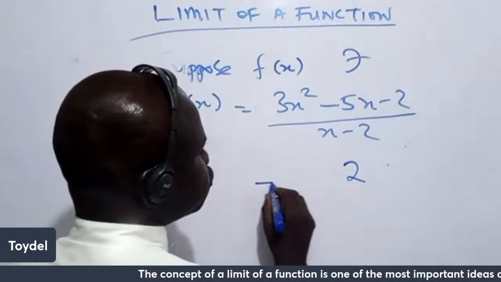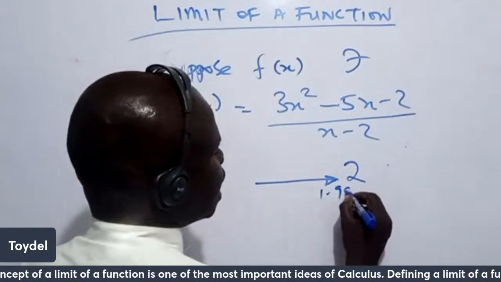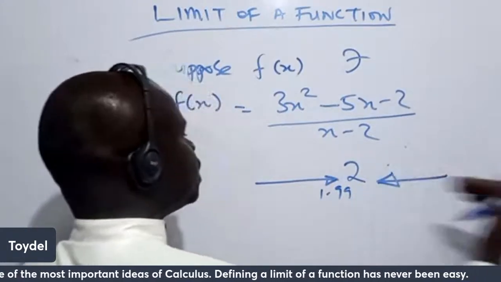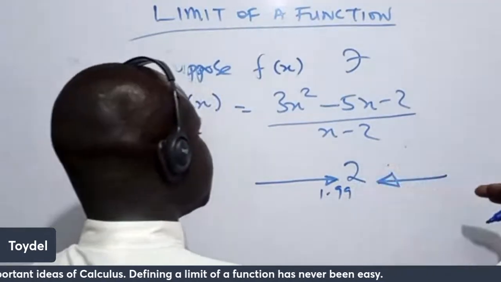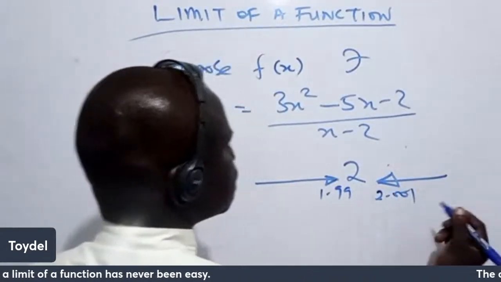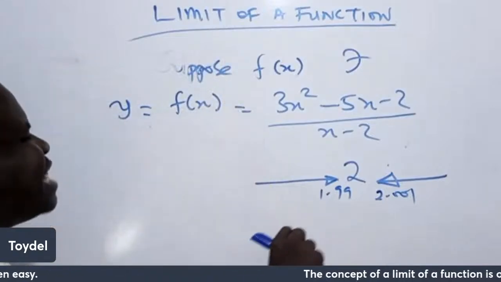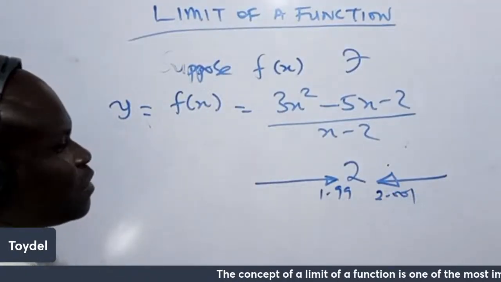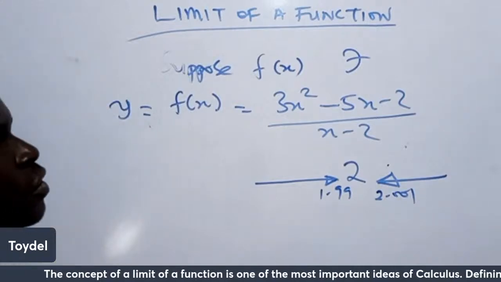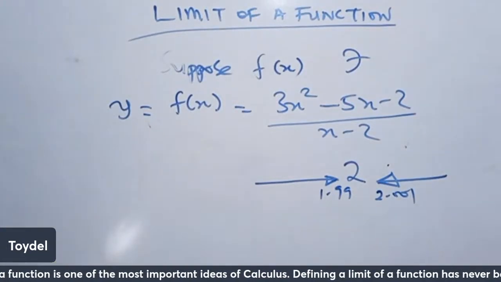If x approaches 2 from the left, we are going to have something like 1.99. If x approaches 2 from the right, we have something like 2.001, 2.000 something. So limit simply means when it tends to 2, not exactly 2. So when we talk about limit of a function, we say as x tends to, not exactly that value, but it tends to. So there are two things to check here.